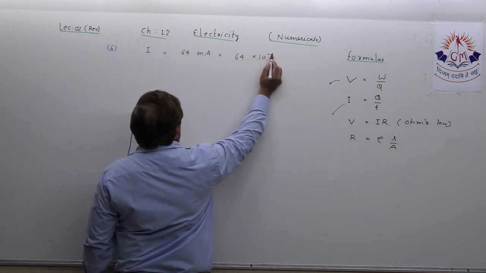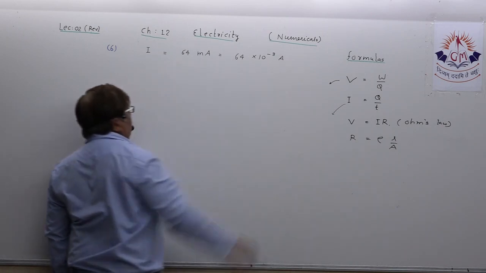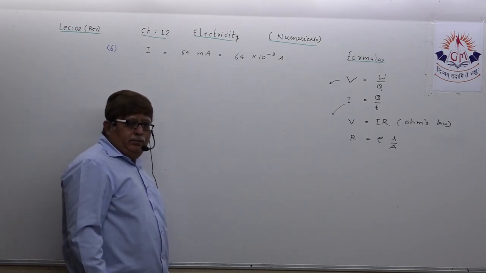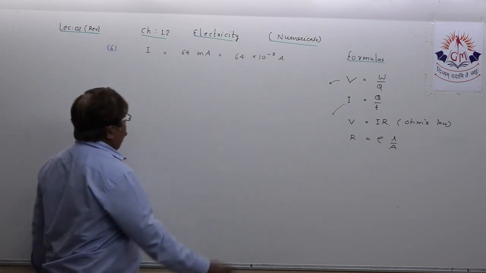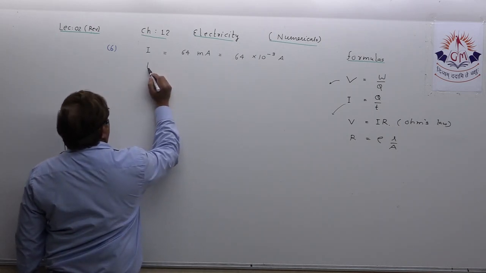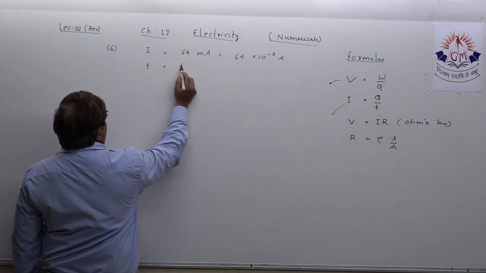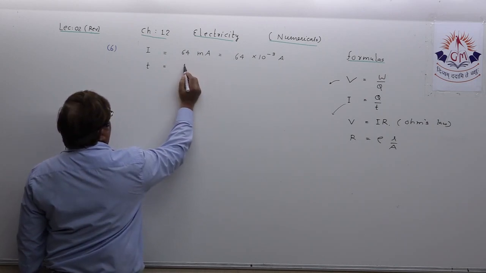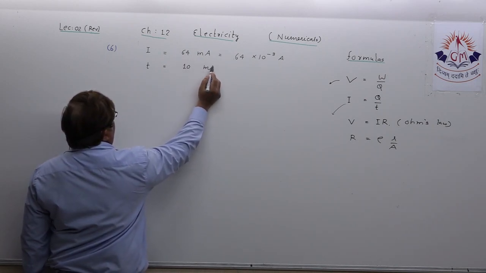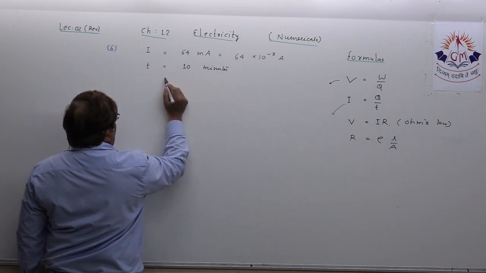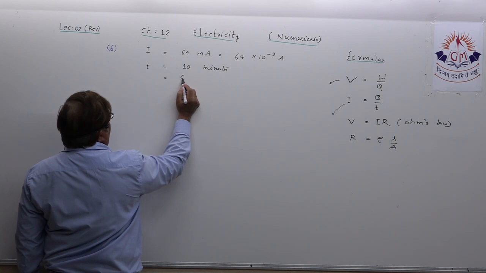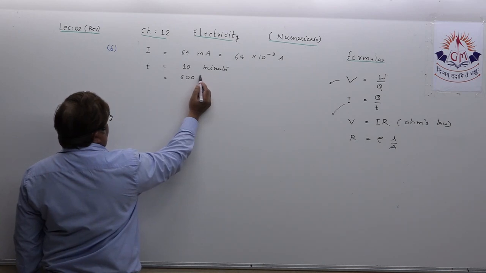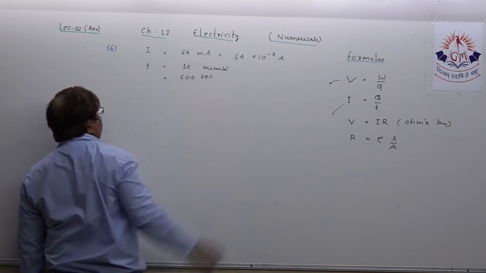So can I write it this way? 64 into 10 raised to minus 3 ampere. Time t is given, 10 minutes. To convert it, you all know, just multiply, so this many seconds, 600.